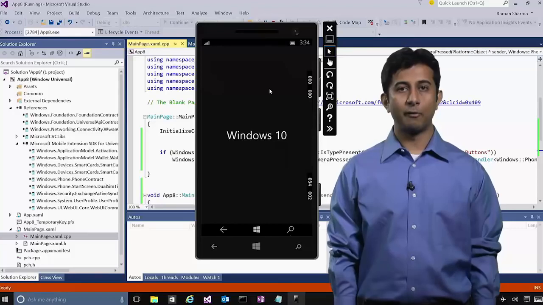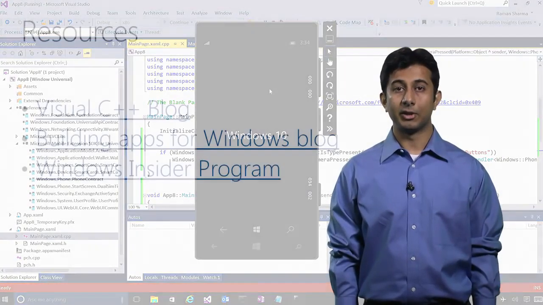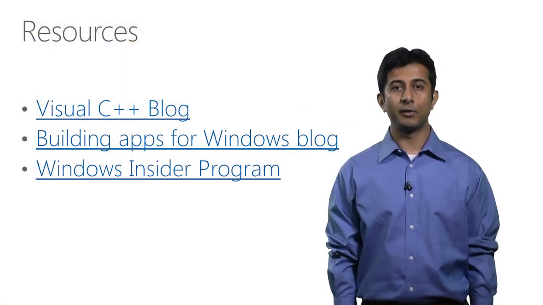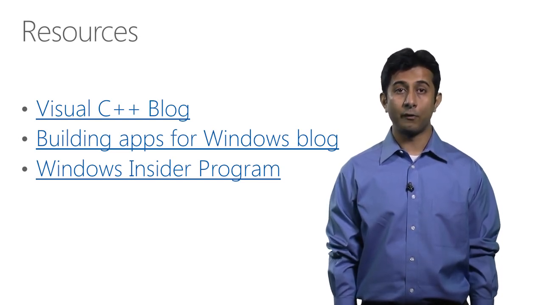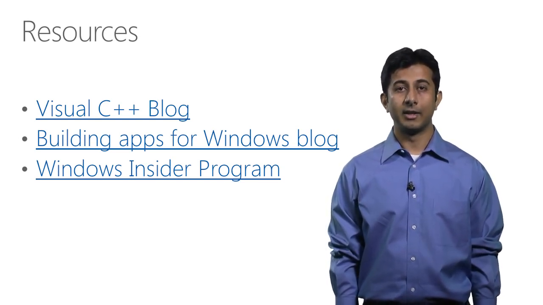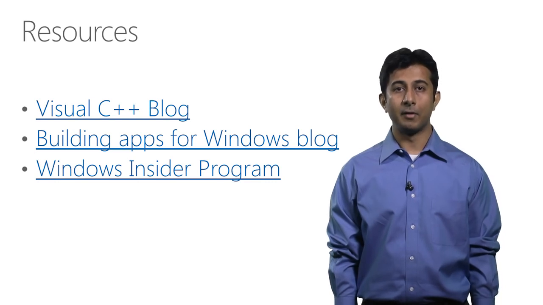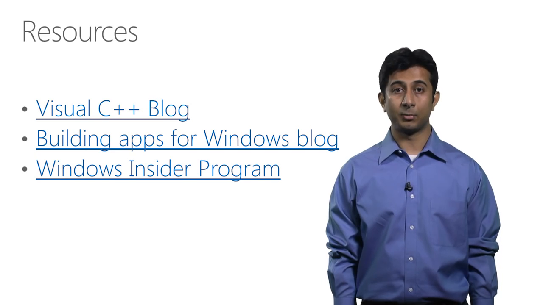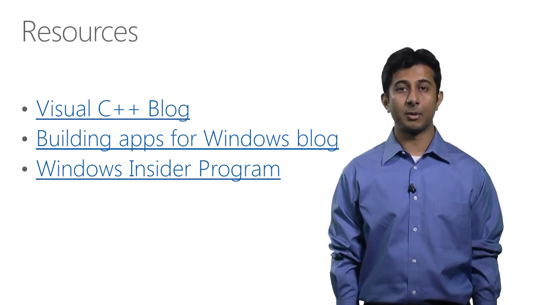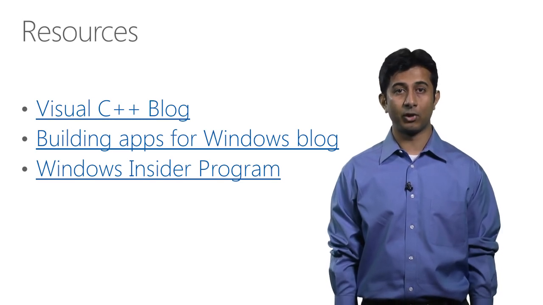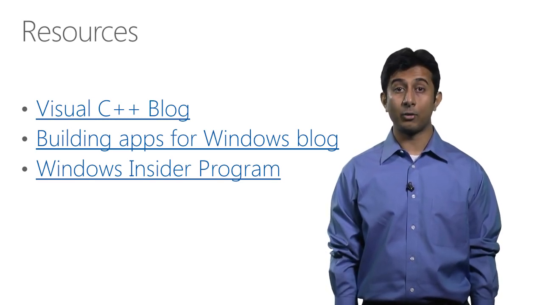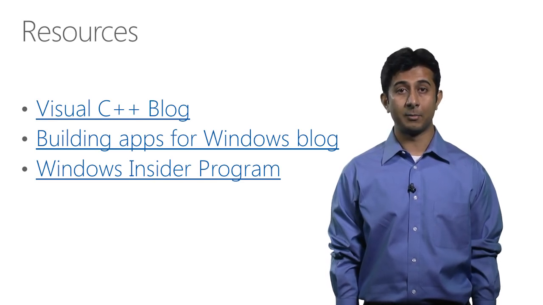So that was a really quick overview of the new features. There is much more to the story, and here are some useful resources if you want to learn more about Windows 10 developer experience or Visual C++ in general. There is the Visual C++ blog, where we blog about all the work that the C++ team does. Building Apps for Windows blog is where you'll find useful information about Windows developer experience. And the last one is the link to the Windows Insider program, through which you can find out how to get quick access to early builds of both Windows 10 and the associated developer tools.